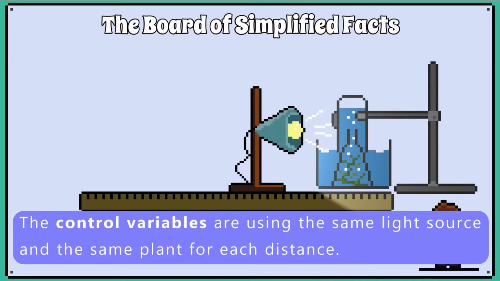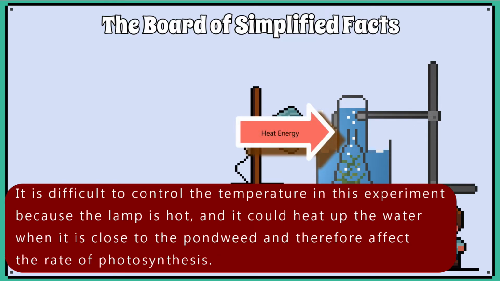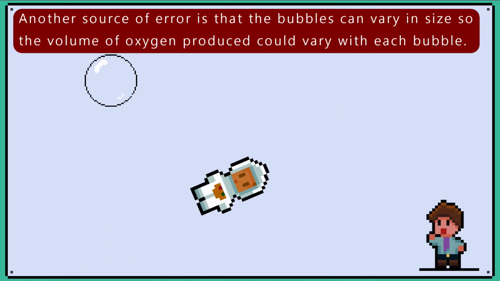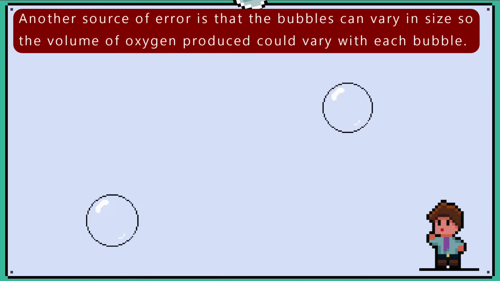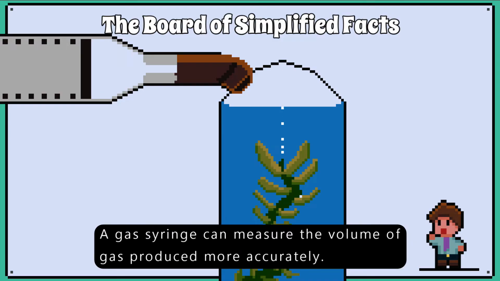The control variables are using the same light source and the same plants for each distance. It is difficult to control the temperature in this experiment because the lamp is hot, and it could heat up the water when it is close to the pondweed and therefore affect the rate of photosynthesis. Another source of error is that the bubbles can vary in size, so the volume of oxygen produced could vary with each bubble. To avoid this problem, we could have the bubbles be bubbled into a gas syringe. A gas syringe can measure directly the volume of oxygen produced.